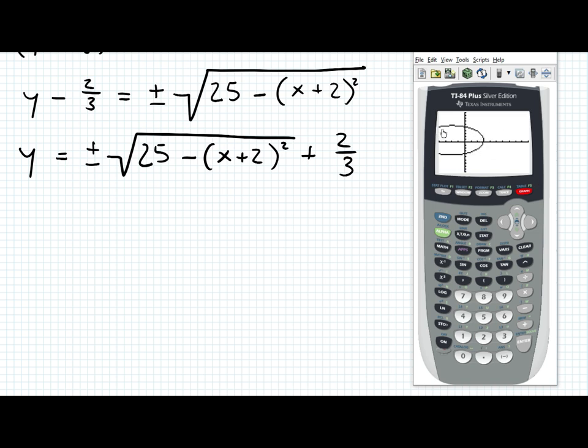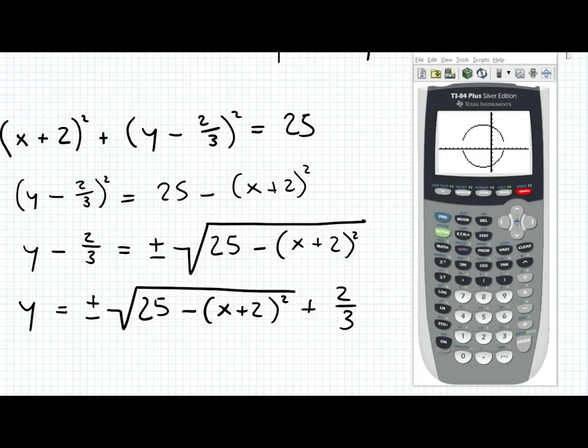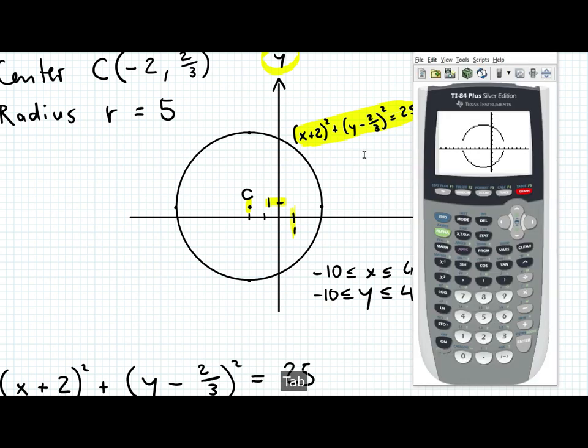Notice that the circle doesn't look circular because of the window, okay? So what we can do here is adjust the window. Okay, so here's the graph in the calculator, okay? And I think it looks pretty much what we did here in the sketch. You can compare it, okay?